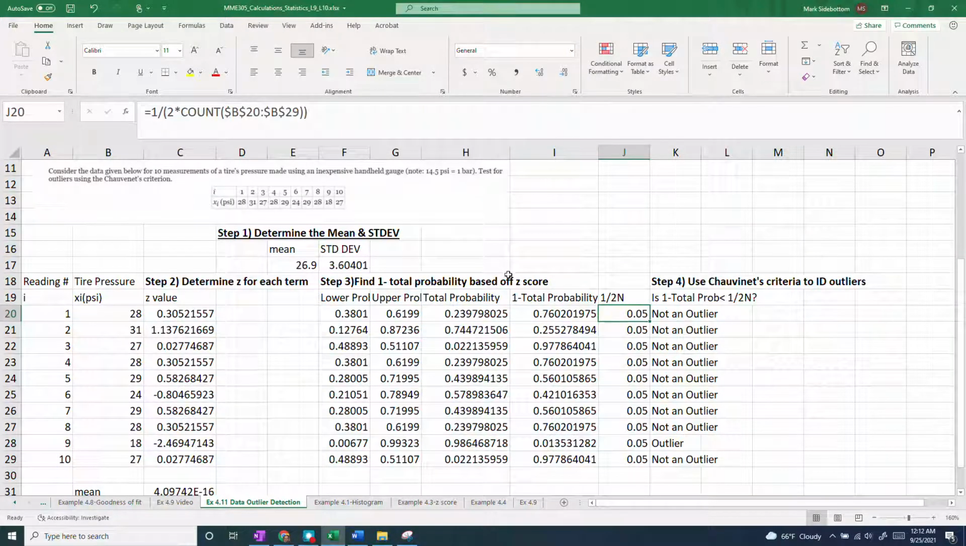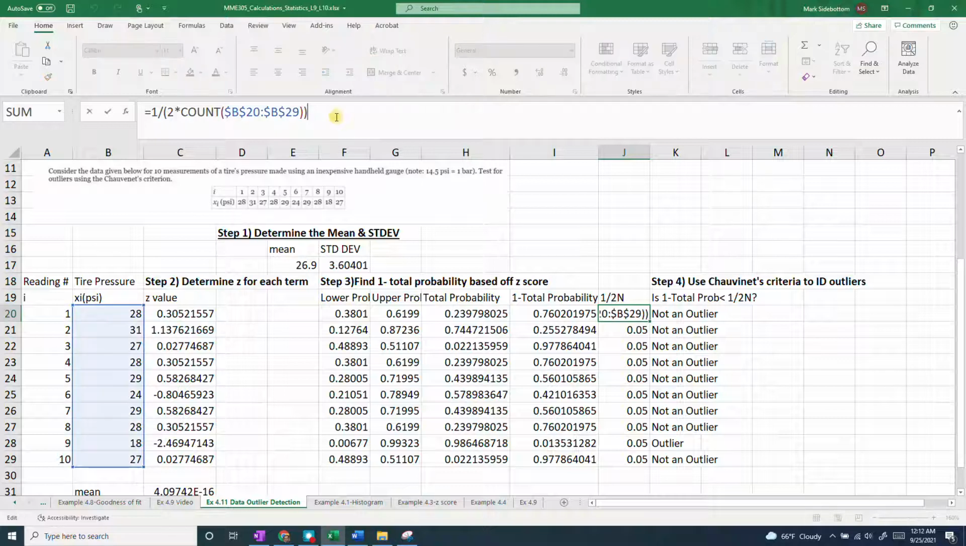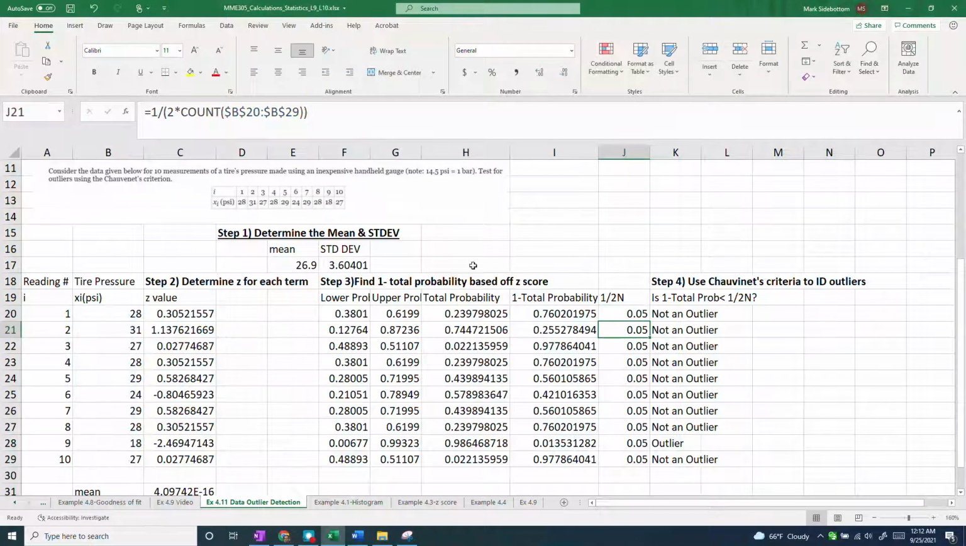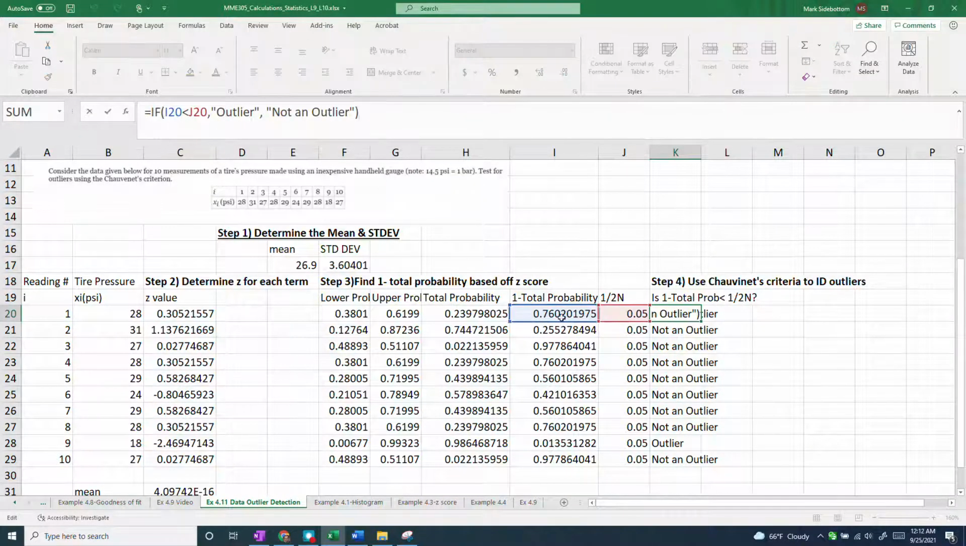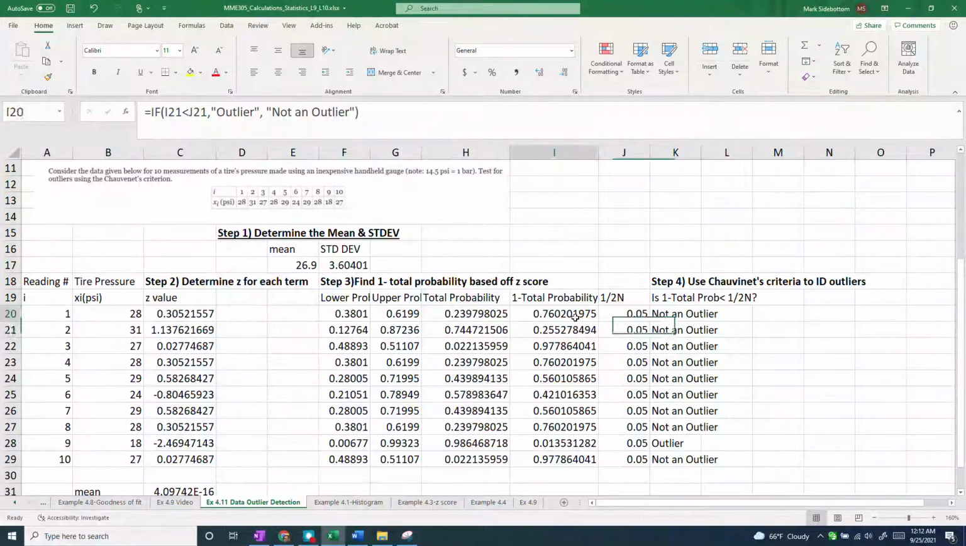Then we'll come up with our 1 over 2n value. In our case, we have 10 data points, so 1 over 2n is equal to 0.05, and that'll be the same for all of them. Then we can do a quick test. Basically, if column I is less than column J, we have an outlier. The only time this happens in our data set is on point number 9.